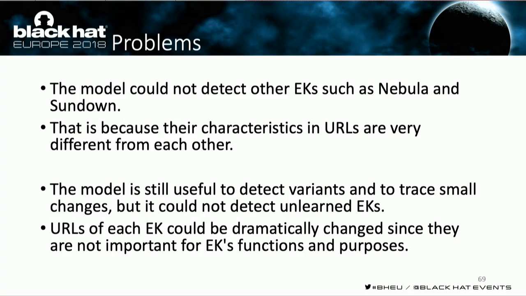However, there are some problems. The model could not detect other exploit kits such as Nebula and Sundown, since their characteristics in URLs are very different from Rig exploit kit. The model can detect Rig exploit kit only. Therefore, we think that the model is still useful to detect variants and to trace small changes. Unfortunately, URLs of each EK could be dramatically changed because they are not important for exploit kit functions and purposes.